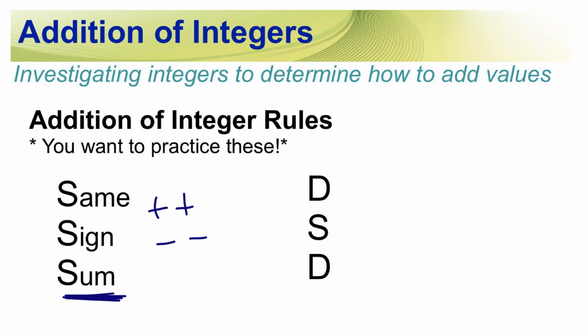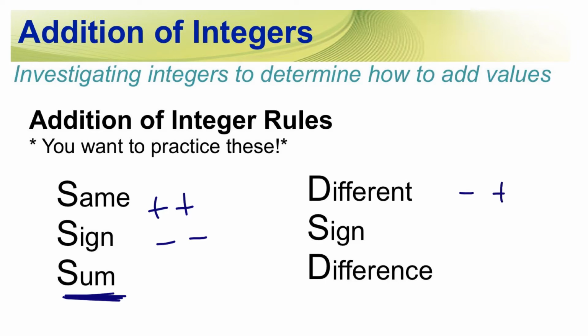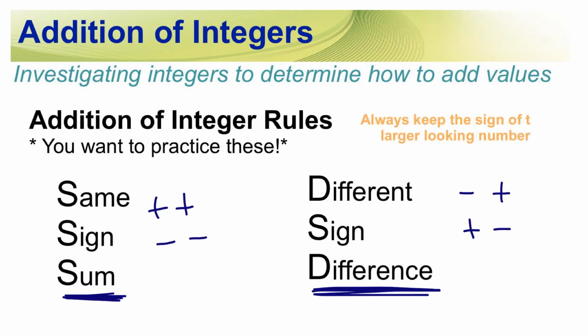Meanwhile, DSD stands for different sign difference. And that means if your signs are different, if you have a negative and a positive, or a positive and a negative, you're actually going to find the difference, meaning you'll subtract your numbers. But the most important part of this is you need to always keep the sign of the larger looking number.